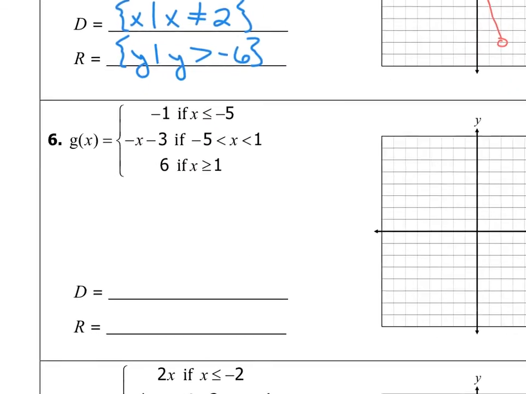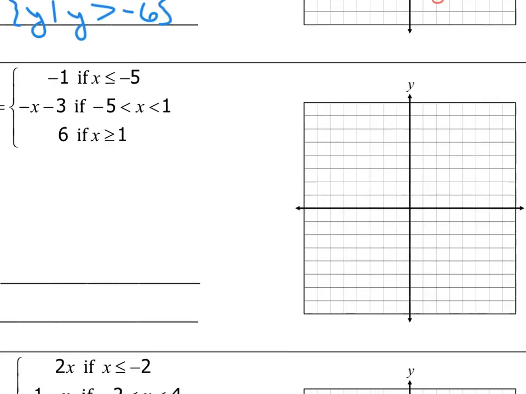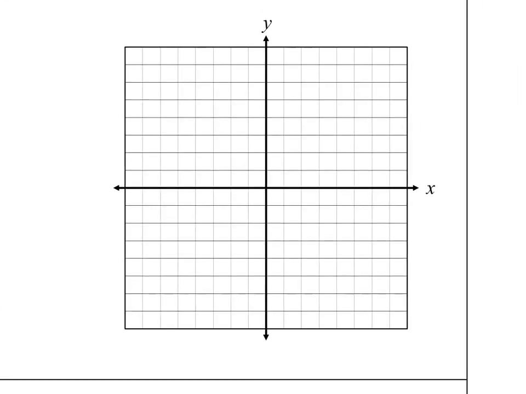Try these out and do these without me and see if you guys can get it right. All right? And then you can unpause the video and then see what you did. So it's basically y is equal to -1, okay, but less than or equal to -5. Y is equal to -1. You'd go down 1, and it'd be this line.